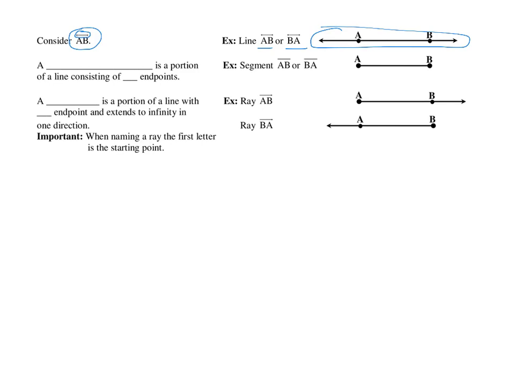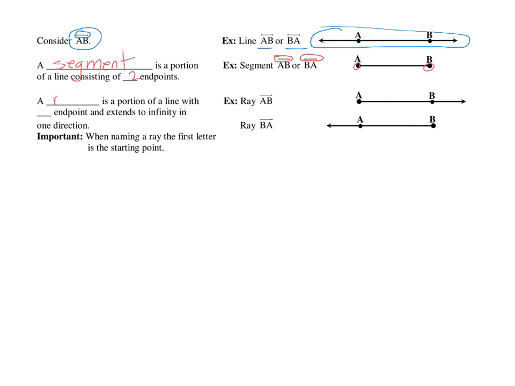Now a segment is a portion of a line consisting of 2 endpoints. All right, so we have these 2 endpoints here. It stops at A and it also stops at B. And the order of the letters doesn't matter, but we have this segment symbol above. Notice that it doesn't have any arrowheads on it.